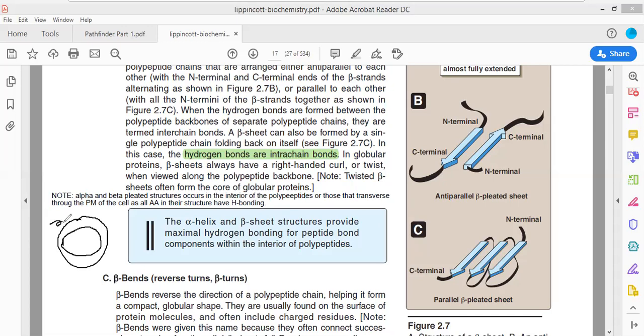Now there are protein structures which form transmembrane proteins. The part of the protein that is transmembrane will always have either alpha helix or beta pleated sheet structure, because both these structures form interchain or intrachain hydrogen bonding with regard to each other, and so stabilize the structure of the protein.